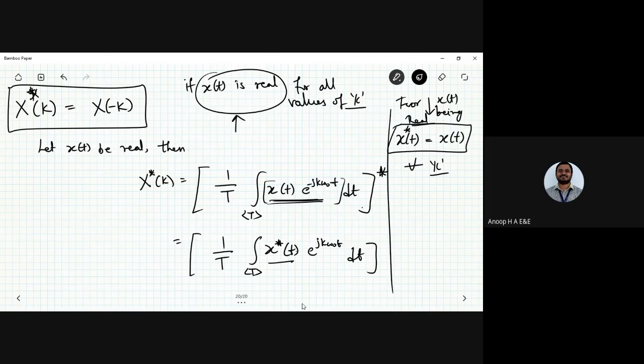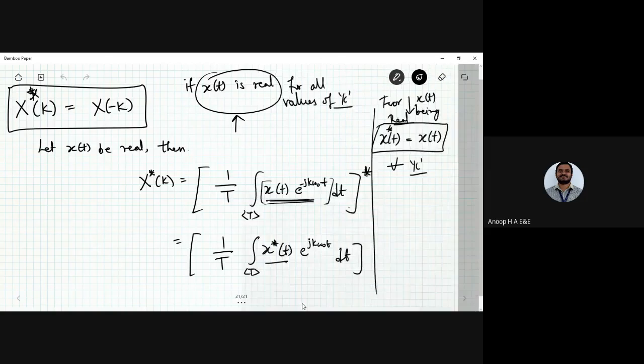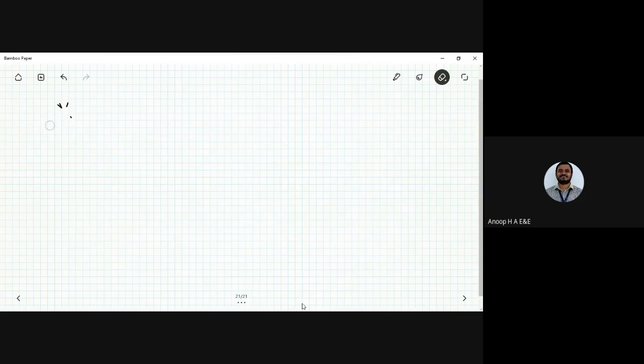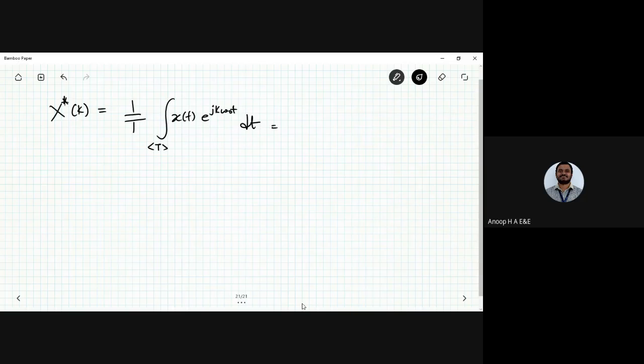So for all the real values, that's how I can write this. Now I have x star of k, which is equal to 1 divided by T integral over the time limit of x of t e power j k omega naught t dt. So I can write it as x of minus k. For x of k you would have minus j here. For x of minus k, the k value is changed to minus k, so that's the reason it gets changed to positive k. So I can write x star of k equal to x of minus k.